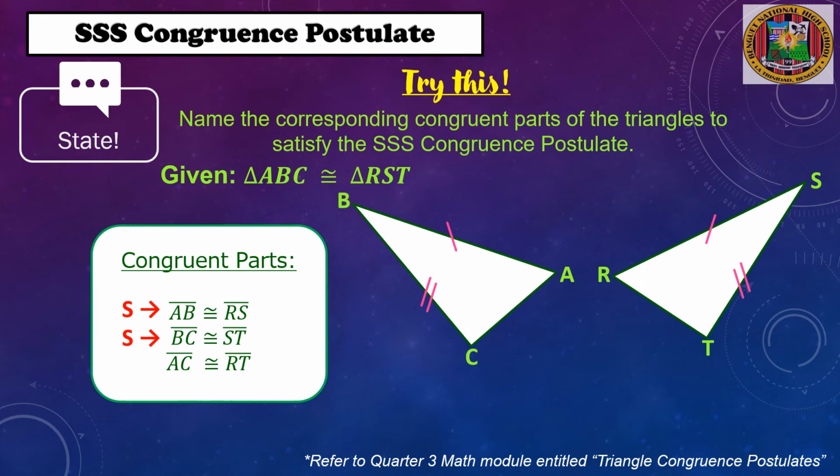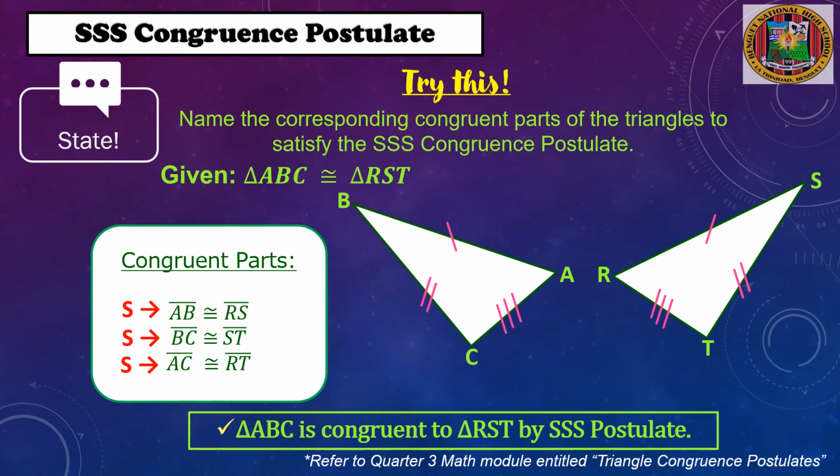And a third pair of congruent sides, line segments AC and RT. These three pairs of sides prove that triangle ABC is congruent to triangle RST by SSS postulate.